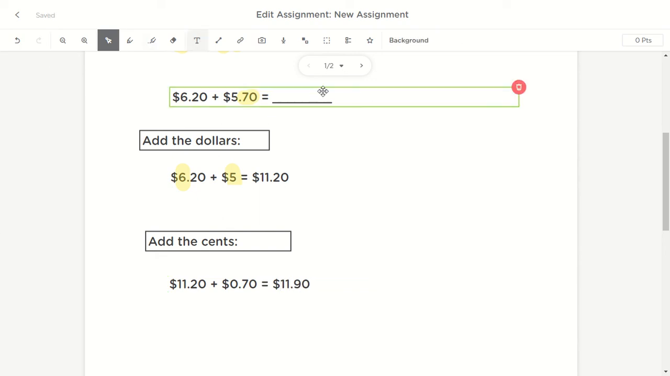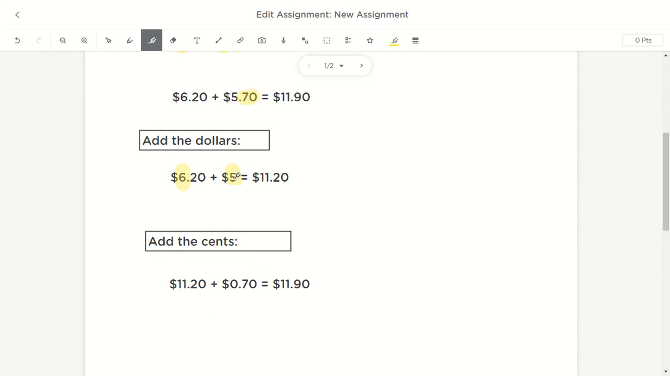Okay, let's just write in the answer here. This is $11.90. Right. Okay, so once again, how do I do this? I add the dollars in first. So it's $6 plus $5, give you $11. I keep the 20 cents. I don't touch it. And then after that, when I add the cents in, I have the 20 cents plus the 70 cents, give you 90 cents. So $11.90 is the final answer.